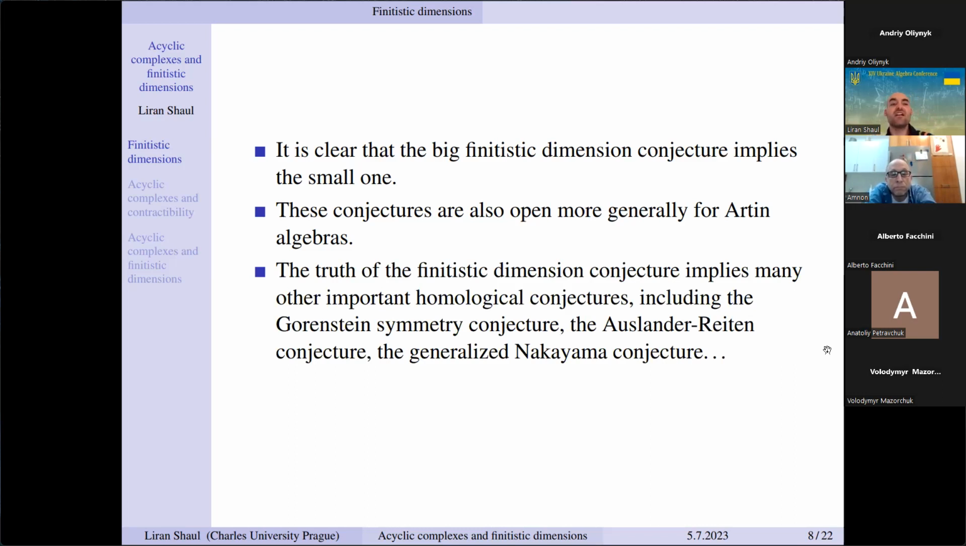For example, there is a classical question about Gorenstein symmetry, which asks: if you have a nice Noetherian ring which has finite injective dimension on one side, you want to know whether it has finite injective dimension on the other side as well. This is an open problem, and the finitistic dimension conjecture implies it. There are some other very important conjectures of this type which also follow from the finitistic dimension conjecture, like the Auslander-Reiten conjecture, the generalized Nakayama conjecture, and many others. So this is a difficult and important open problem.